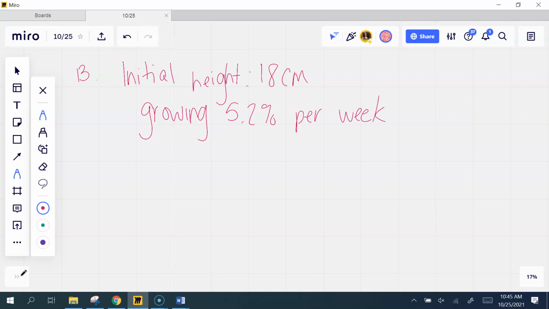Happens here? Can I write an equation for this? Sure. It's growth, but what does that mean? I'm saying per week. So you could, or even easier, let's write the equation first. What's it look like as an equation? Y equals, what's the initial amount? 18 times.